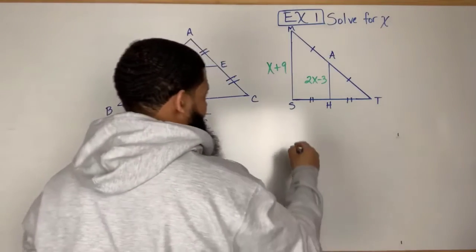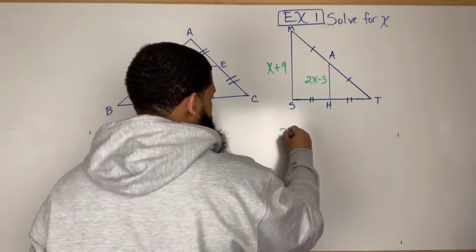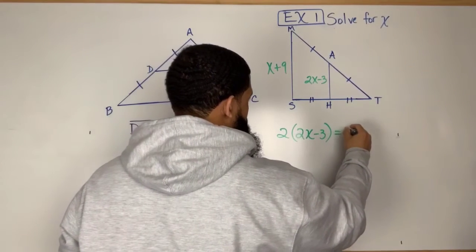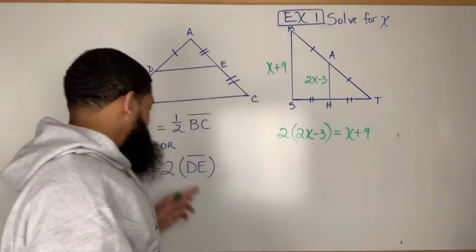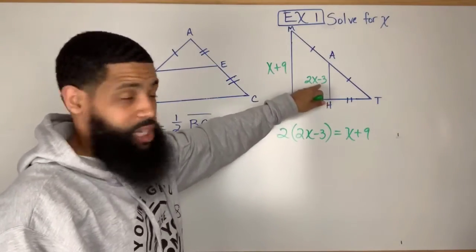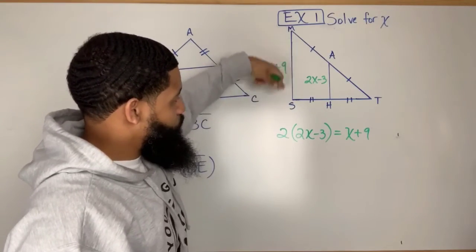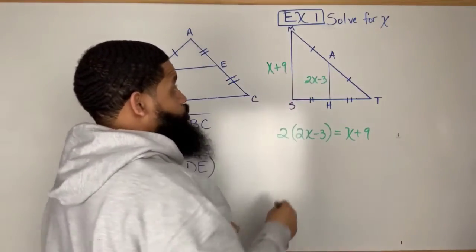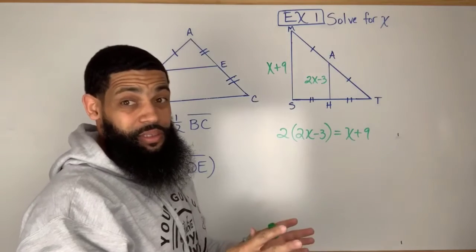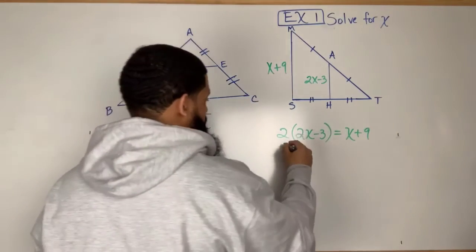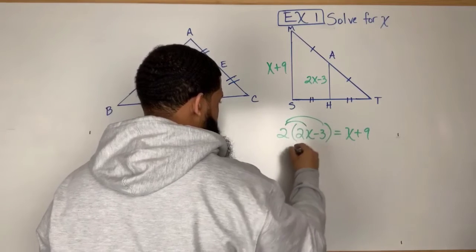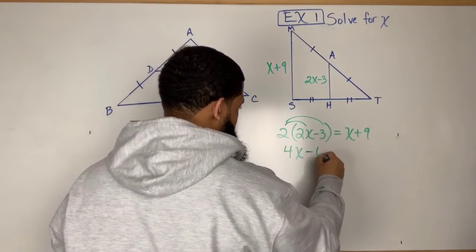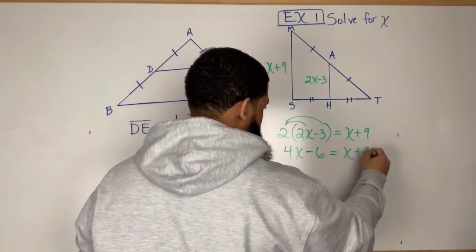With that being said, I can simply say that 2 times (2x minus 3) equals x plus 9. Based upon the theorem, 2 times this mid-segment is going to equal the third side of triangle MTS. Now all I have to do is the math. In this case, we're solving for x. So I want to use the distributive property. 2 times 2x gives me 4x, 2 times 3 is 6, and that equals x plus 9.